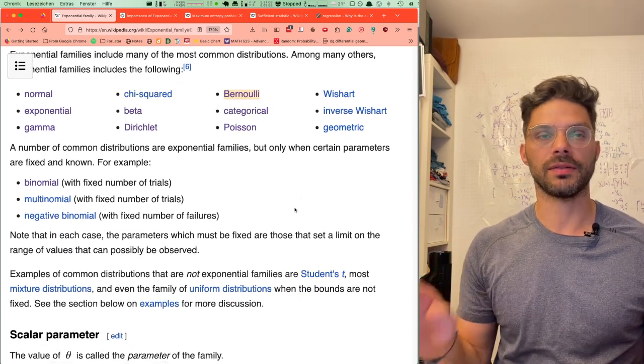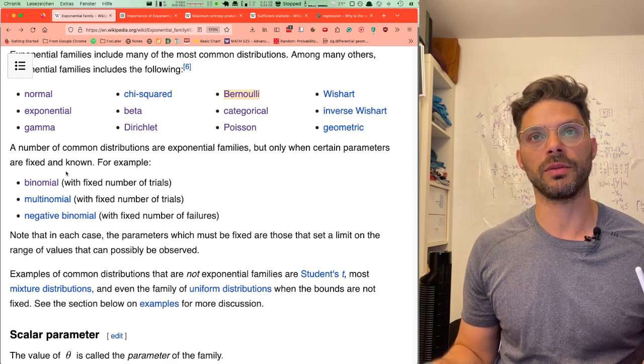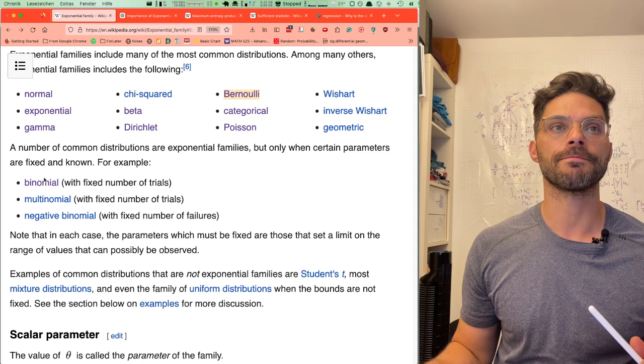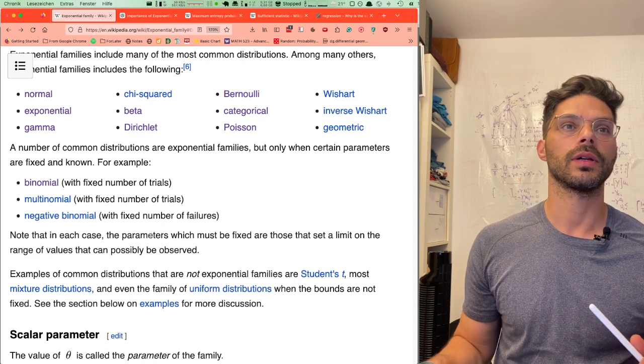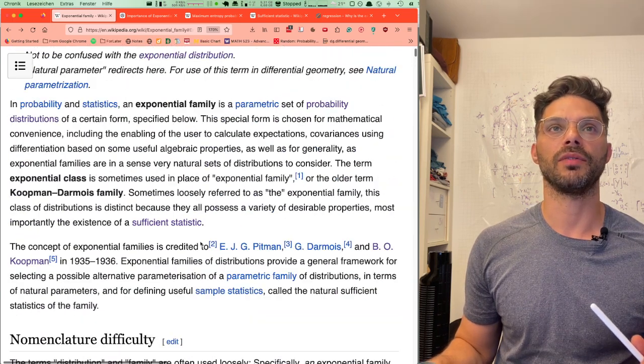There's a slight caveat here: there are others that are also in the exponential family, but only when certain parameters are fixed and known. So the point with the exponential family is that the parameters, yeah, there's an aspect where, let me see if I already said it at the top.